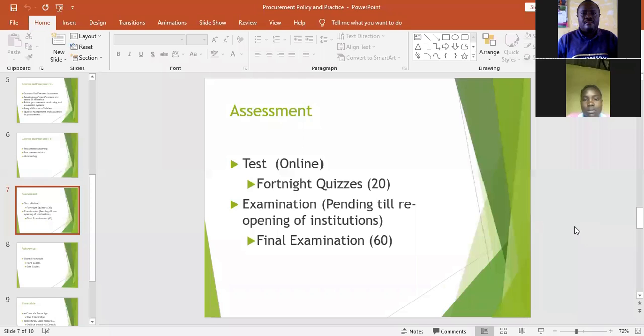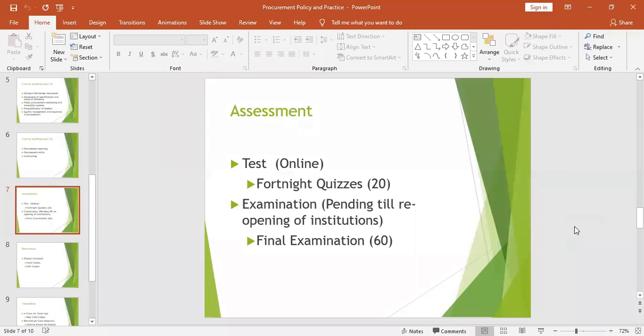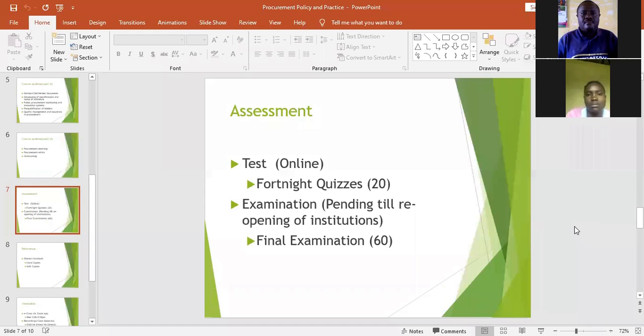Now, assessment mode. Last time I gave you a coursework and I registered your marks, but you left without doing a test. You will be given a test, but not today. It will be online, with some quizzes. The test will be marked out of 20, plus the 20 marks which you got in the coursework, making a total of 40. While the final examination will be marked out of 60, and you all know it is still pending the reopening of institutions by government.